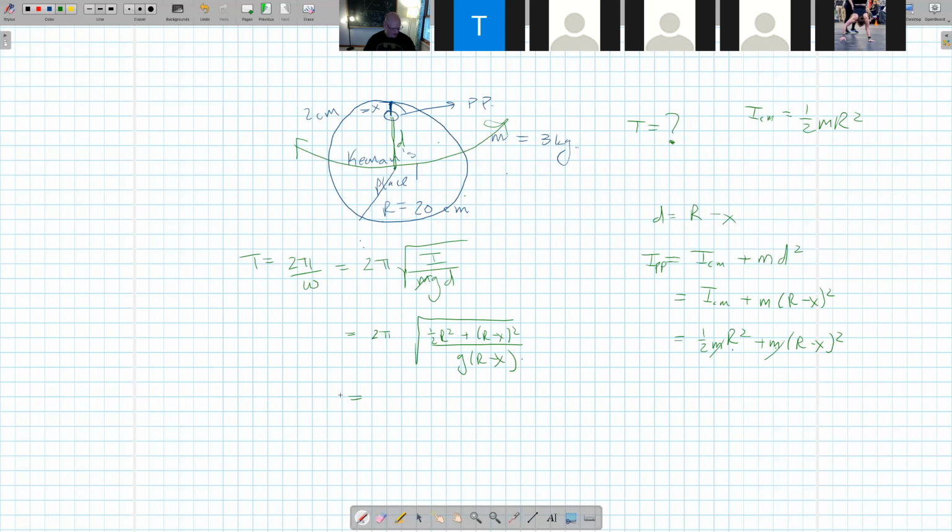Plug in my numbers. What I find in this case is that my period works out to be 1.08 seconds. So if Keenan decided to use this as the sign of his bar, if a stiff wind comes through, this sign is going to oscillate harmonically back and forth, independent of the amplitude, with a period of about 1.08 seconds. And as long as there's no friction up here, this will happen indefinitely until somebody actually forces it to stop.